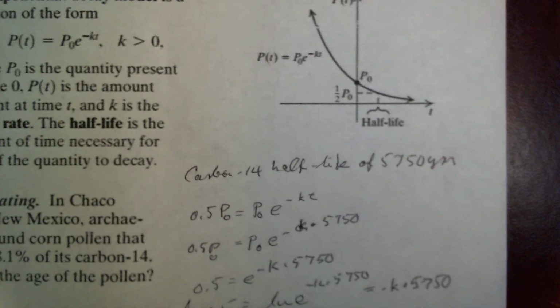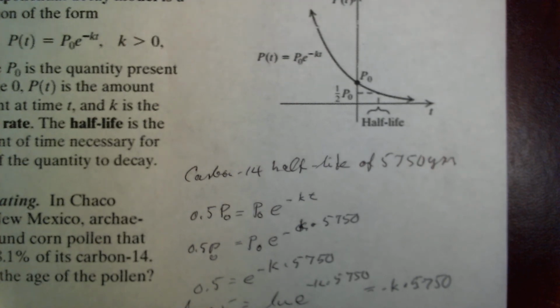Therefore, we can solve this equation, minus k times 5,750, for k. So k is equal to ln of 0.5 divided by minus 5,750, and that's equal to 0.00012. Remember, the ln of 0.5 is a negative number. Divided by a negative number gives us a positive quotient.